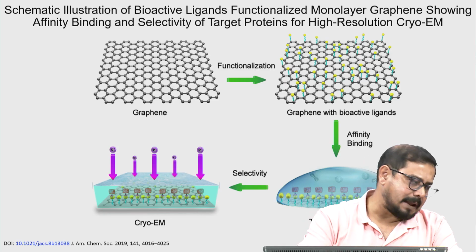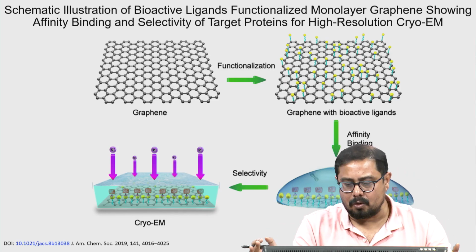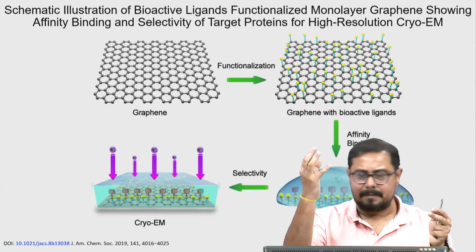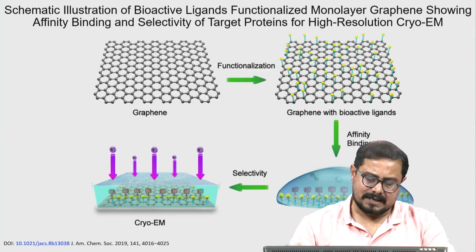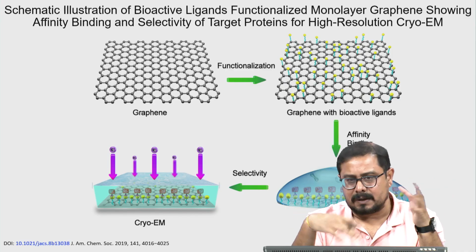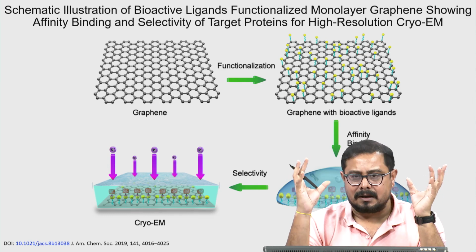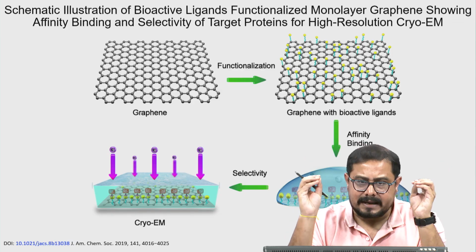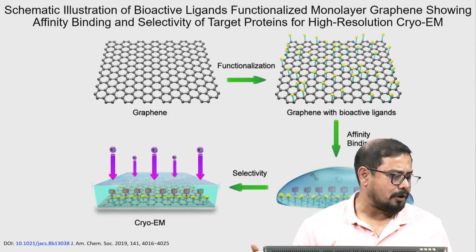But if we have different types of functional groups, like a fluorine or amine group, that has an affinity. Some proteins may be attracted to those fluorine or amine groups. One of these studies is like that. There are graphene oxide grids functionalized with amine groups, which can attract nickel-NTA mediated protein, and then we can image those samples for cryo imaging.